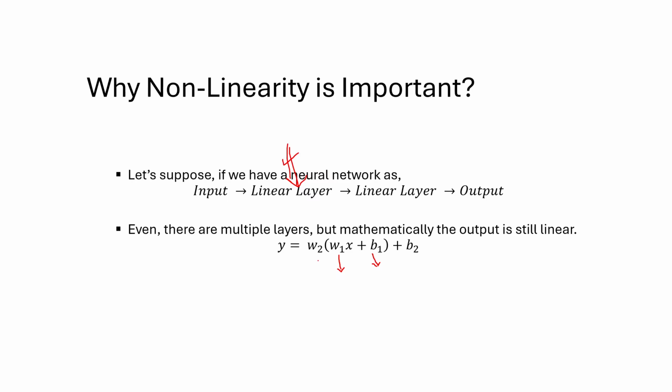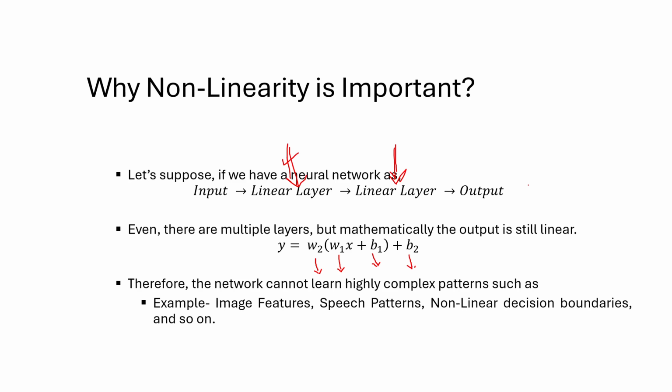Therefore, the network can't learn highly complex patterns or features such as image features, speech patterns, or nonlinear decision boundaries, because the output is just a linear combination of the input passing through these several layers. In the real world, nonlinear features exist, where one could be related to another. It's not always possible that all the inputs will be related linearly to one another. There exist some nonlinear decision boundaries. So when you have a neural network without the activation function, it's not possible for it to learn the nonlinear decision boundaries or nonlinear features.